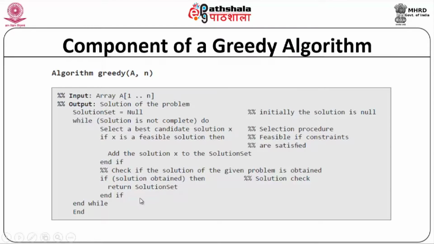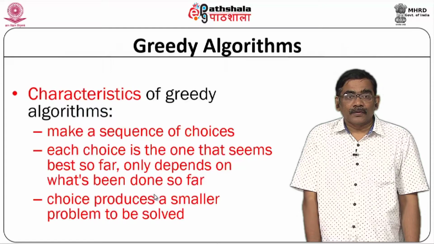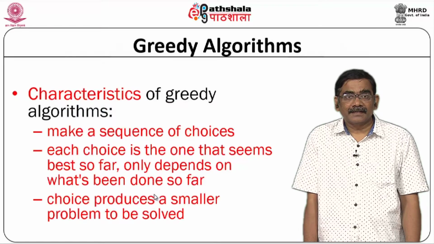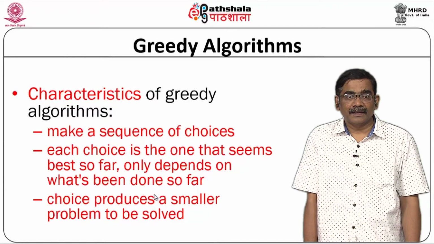So, you can see that this is the kind of template which all greedy algorithms must follow. You have a selection procedure for selecting the candidate solutions, then a feasibility check to check whether the selected solution is feasible or not, and finally, the solution check. Solution check checks whether the solution has been obtained or not. So, you can see the characteristic of this particular algorithm.